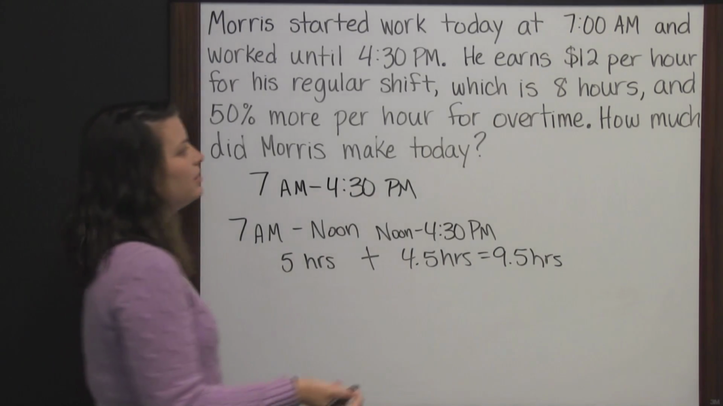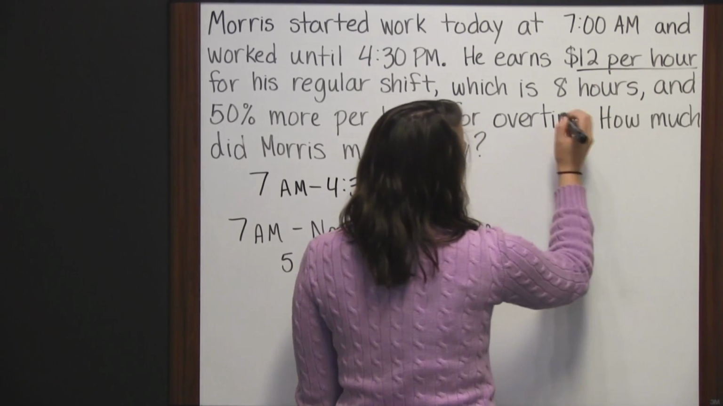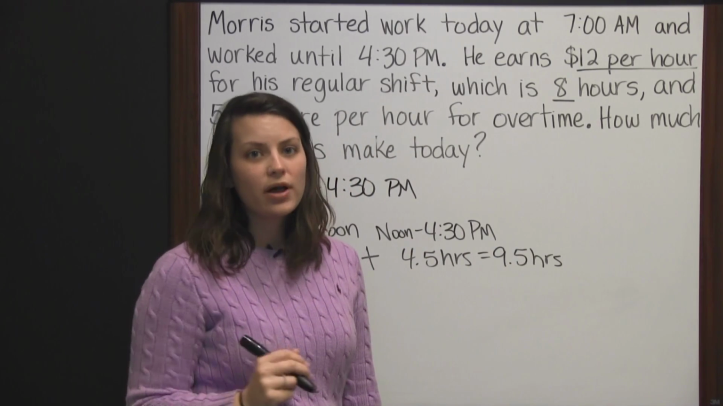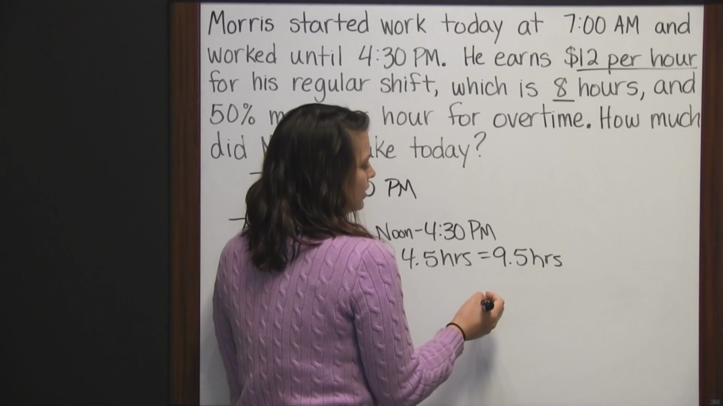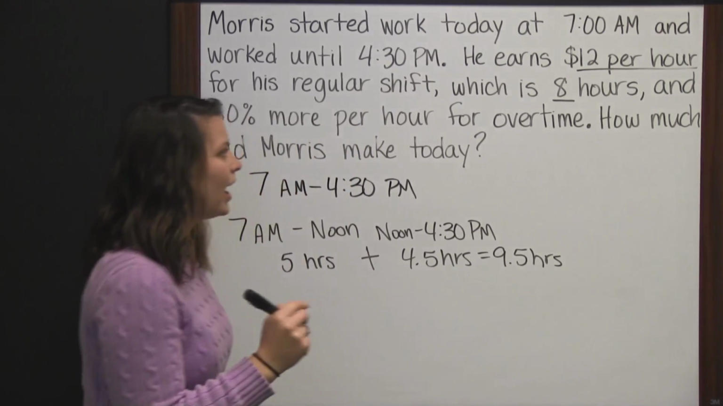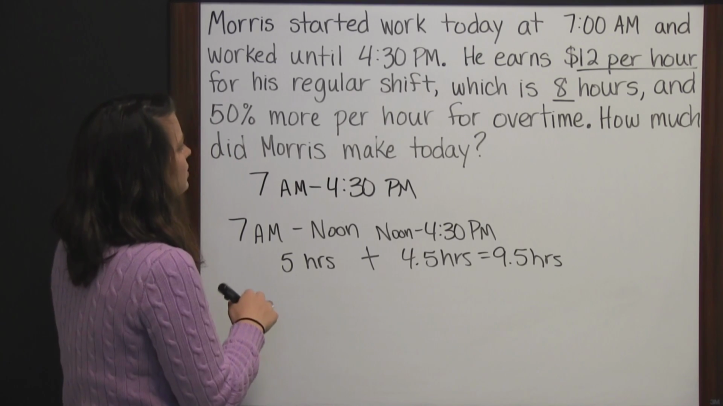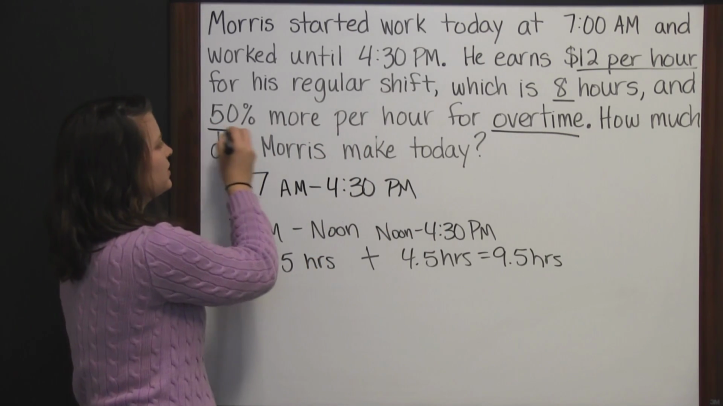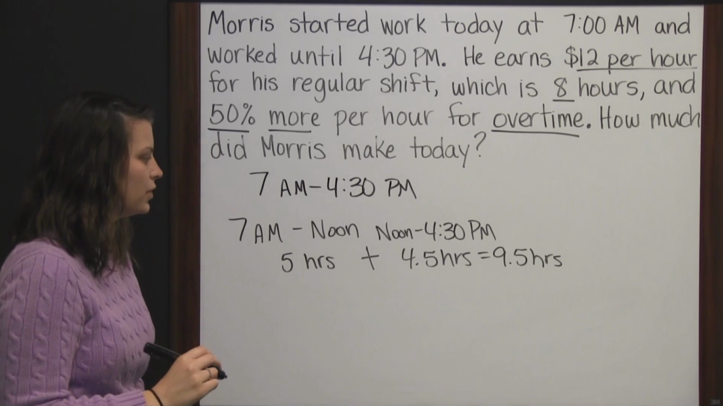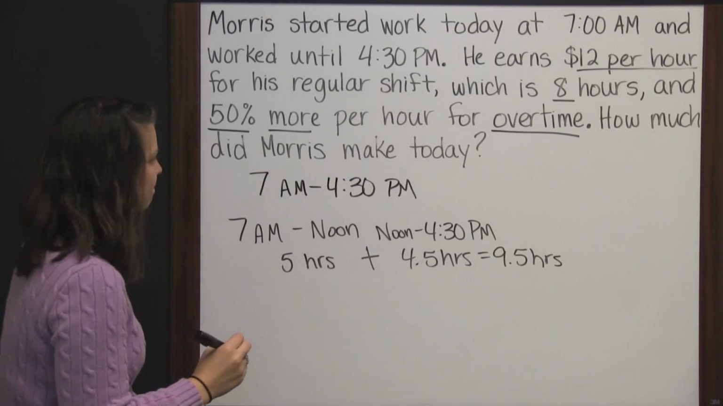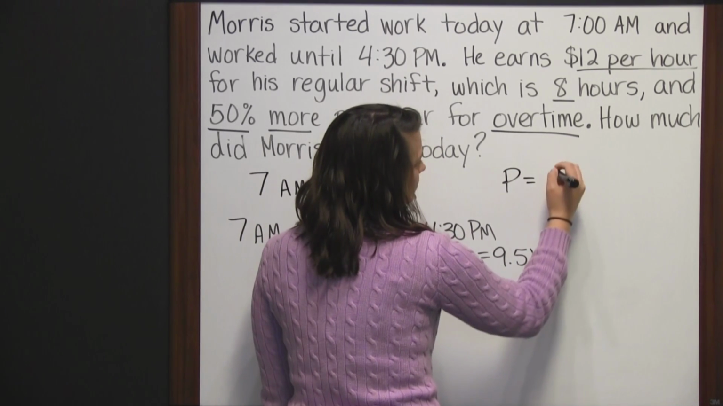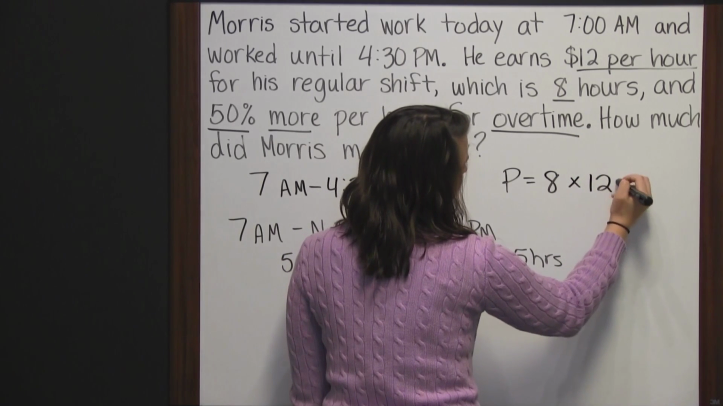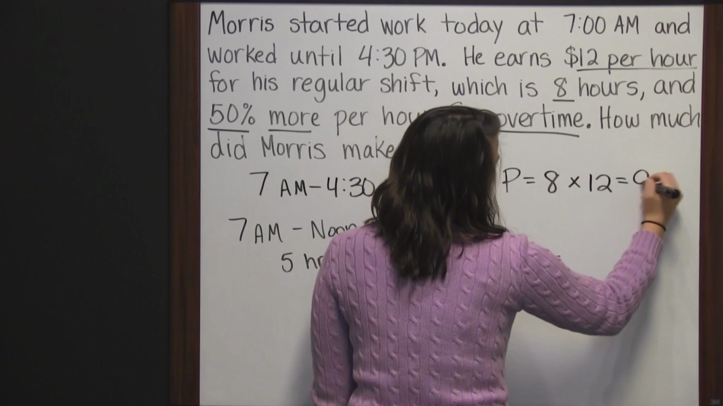Now they told us that he makes $12 an hour for just his regular 8-hour shift. So for 8 of these hours, he made $12 an hour. And the rest, the leftover, so 1.5 hours, would be his overtime. And for overtime, he makes 50% more per hour. So his regular pay would be 8 hours times $12 an hour, which is $96.